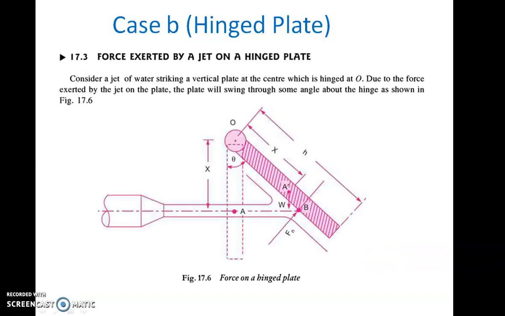Now one important case we are going to start, that is the hinged plate. Most of the times this is the mostly asked question in the exam, that is you have to calculate the force, or the angle of the hinge once the jet is striking the plate. Okay, so in this case this is a hinge at point O. So this is a vertical plate, and this is a jet.